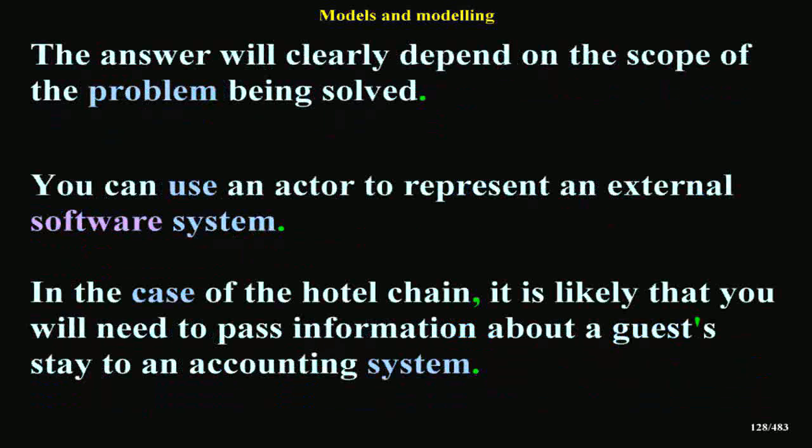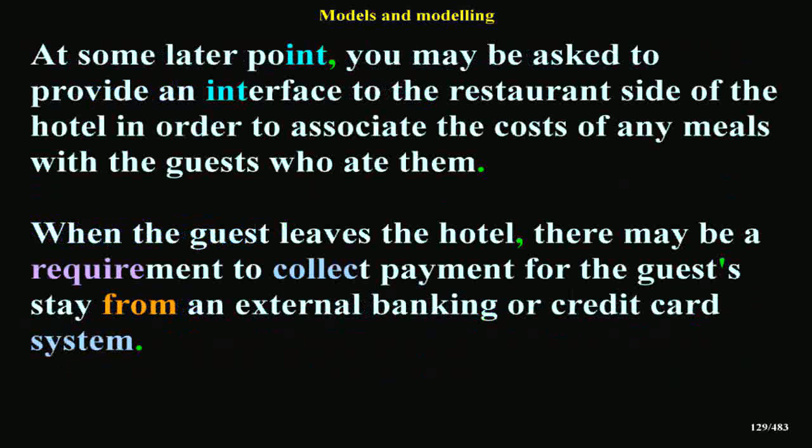You can use an actor to represent an external software system. In the case of the hotel chain, it is likely that you will need to pass information about a guest stay to an accounting system. At some later point, you may be asked to provide an interface to the restaurant side of the hotel in order to associate the costs of any meals with the guests who ate them. When the guest leaves the hotel, there may be a requirement to collect payment for the guest stay from an external banking or credit card system.